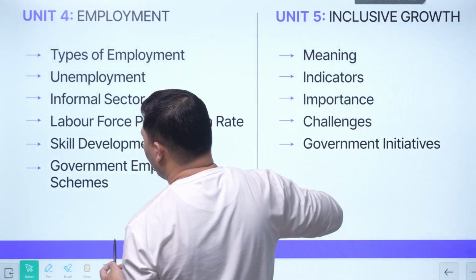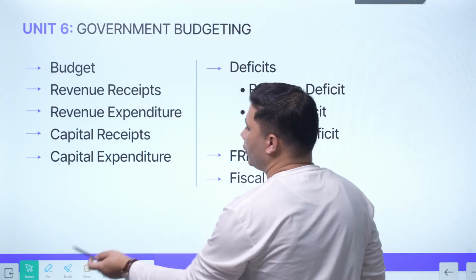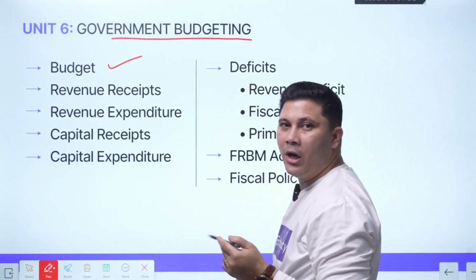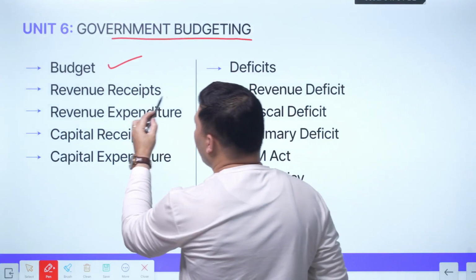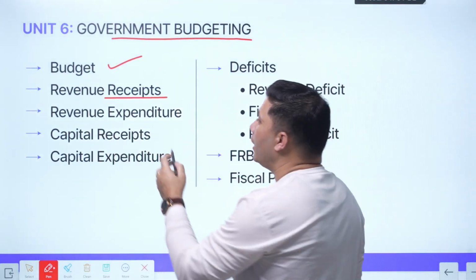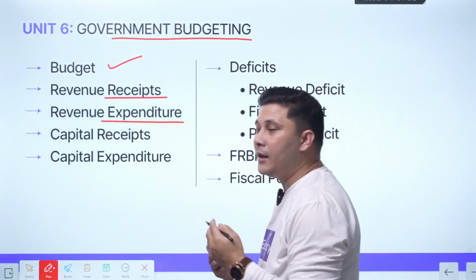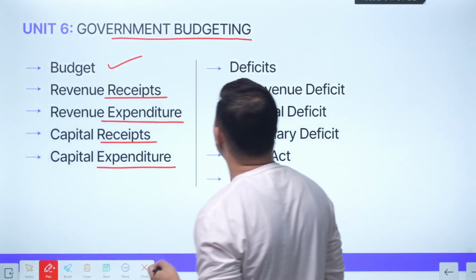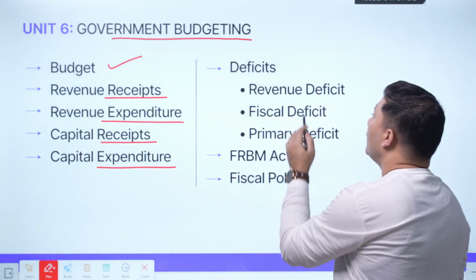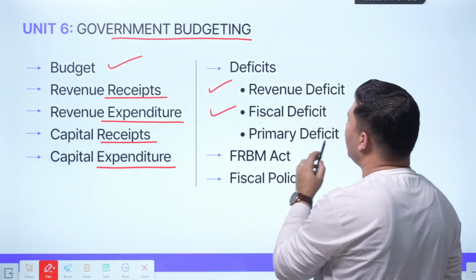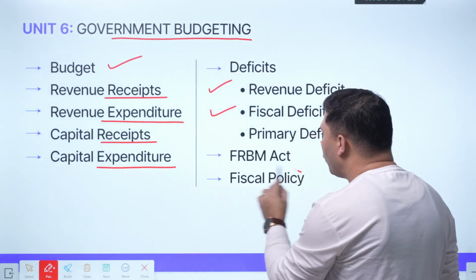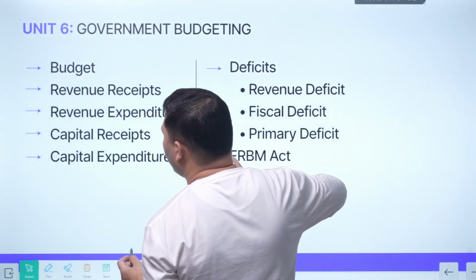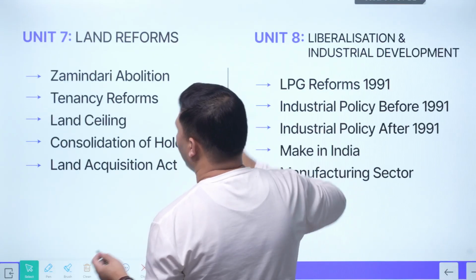Then again going forward in the Indian economy, you have to study about government budgeting. You have to study the budget. Then you have to know the revenue receipts, the income, then the expenditure, then we have to know the capital income, then the capital expenditure. You got the point, right? Then we have to know the revenue deficit, the fiscal deficit, the primary deficit, the fiscal policy entirely. Very important.